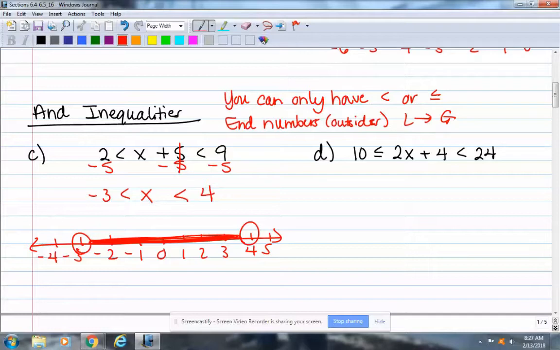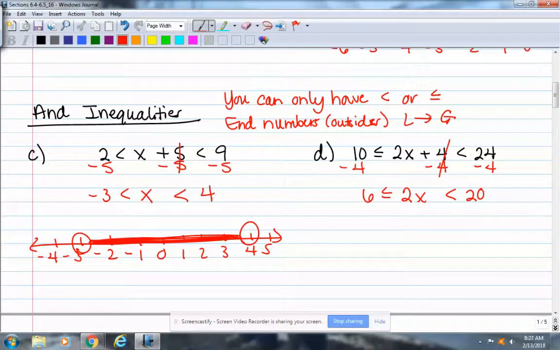D's got a little bit more going on in the middle. So what you do is you just figure out how to clear everything away from the x. So what do you think we're going to do first to get the x by itself in problem D? Subtract 4 to start with. Very good. So those cancel. What is 10 minus 4? Is less than or equal to 2x is less than 20, right?